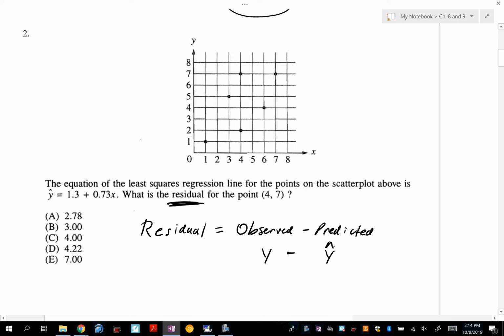So when it asks, what's the residual for this point, immediately I'm putting 7 in as the observed value, because 7 is the observed y value. How do I find the predicted y value? You plug in 4, which is your x, into the model. So if you have your calculator, you can plug in 4 into that model. And what does the model predict the y value will be for an x value of 4?